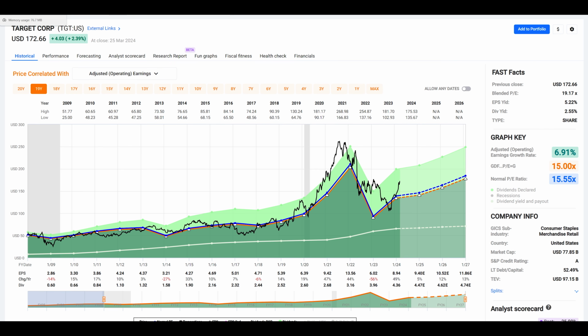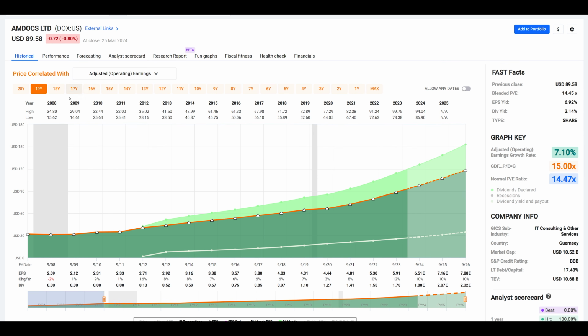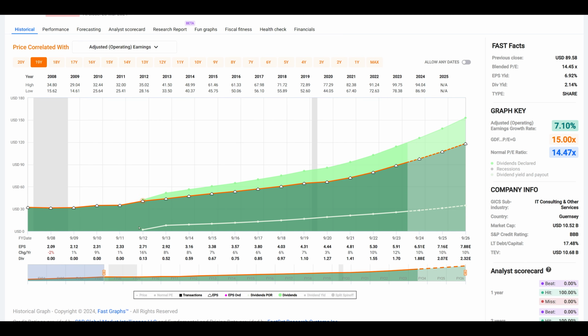The next stock in this category of moderate growth, 7-ish%, will be Amdocs Corporation. And here, the same 19-year time frame, we see a much more consistent company. So this is what I meant when I said statistics don't always matter, but here you've got more consistency, approximately the same growth rate, 7.1 versus 6.9. But this company was much more consistent. You can also see that they started paying a dividend in 2012.